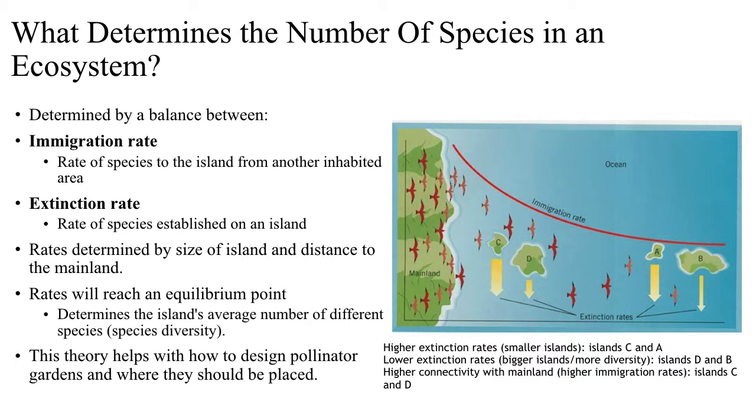In the picture, you can see that islands C and A have higher extinction rates because they are smaller islands. Islands D and B have lower extinction rates because they are bigger islands, so they are more diverse. And islands C and D have higher connectivity with the mainland, and their immigration rates are higher. This theory helped with how to design pollinator gardens and where they should be placed.